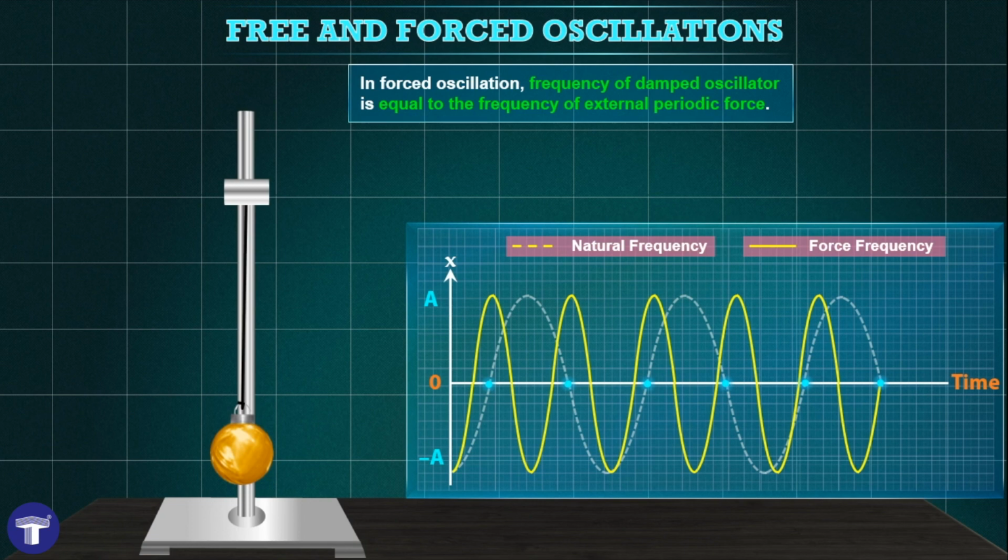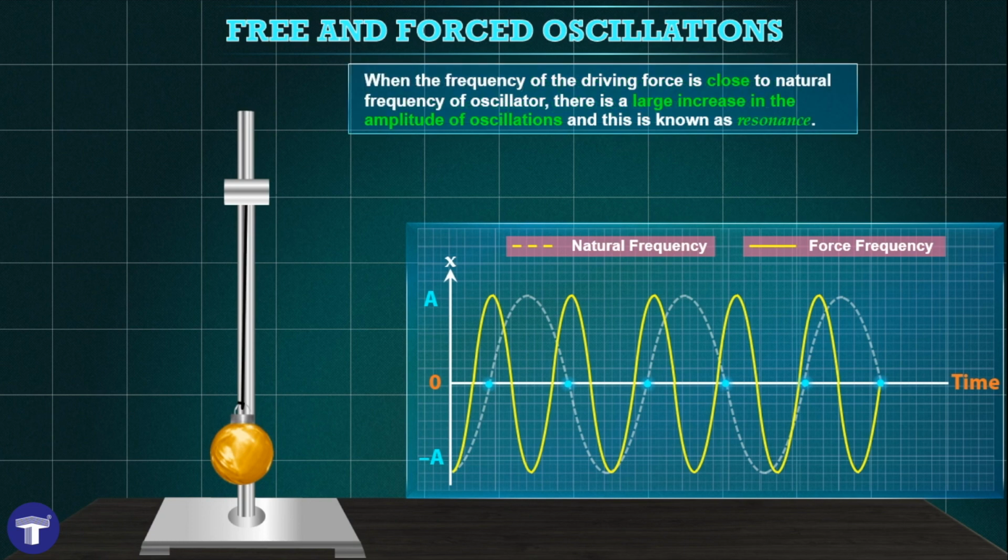The natural frequency is represented by the curve, that is the dashed white line. However, the frequency that I am supplying as an external force is the yellow line. And what the pendulum is actually performing is the frequency under the yellow line. Therefore, I can say that the oscillator or the object always takes the frequency of the external force. However, when the frequency of the driving or the external force is close to the natural frequency of the oscillator, this leads to a large increase in the amplitude of oscillations, and this is a phenomenon known as resonance.